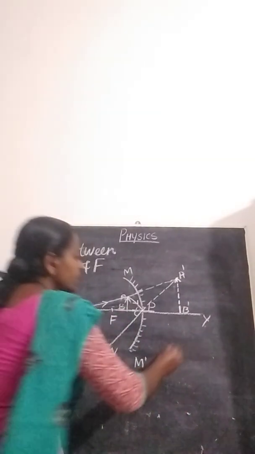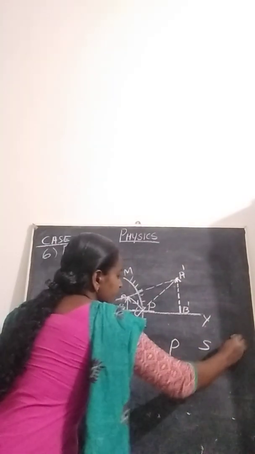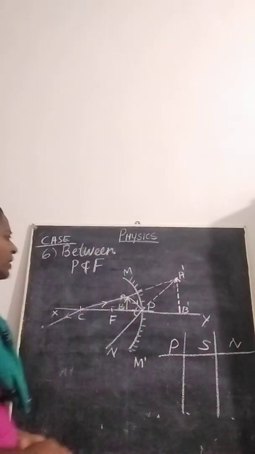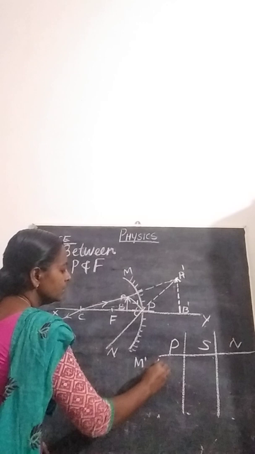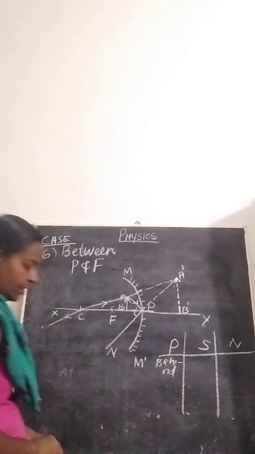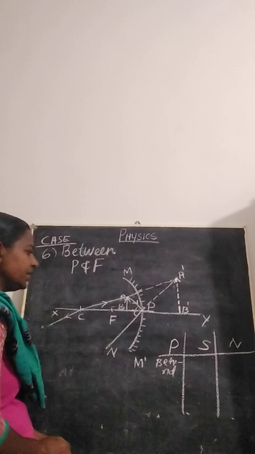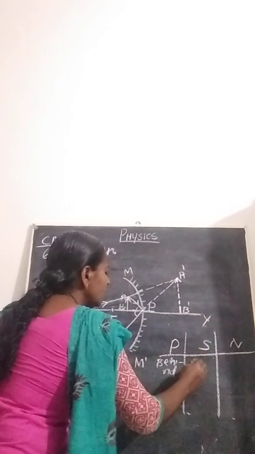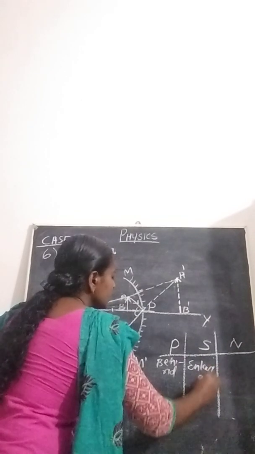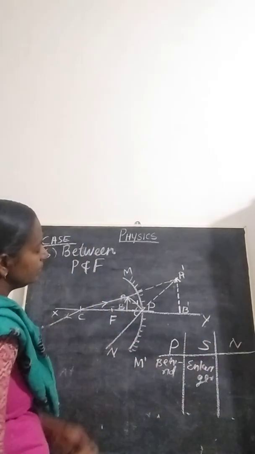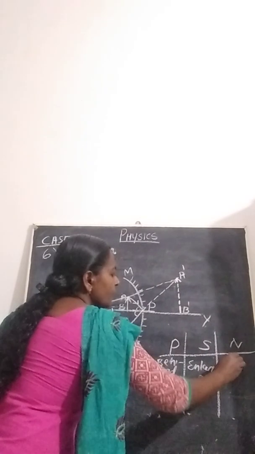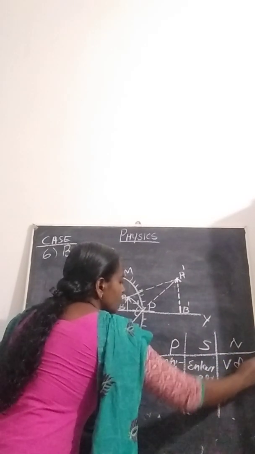And for this image, what is the position, what is the size, and what is the nature of the image? What is the position of the image formed? Behind the mirror. The image is formed behind the mirror. What is the size? Enlarged, or greater than that of the object. And what is the nature? Virtual. V stands for virtual and E stands for erect.